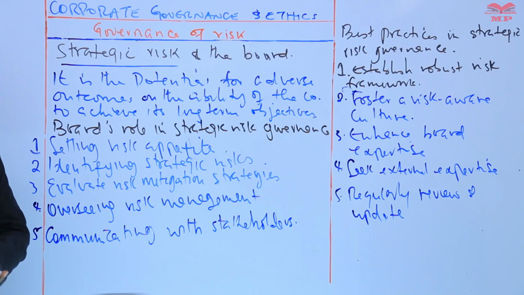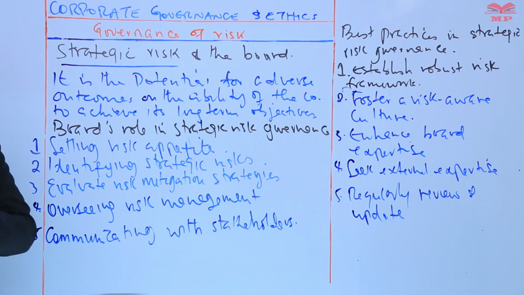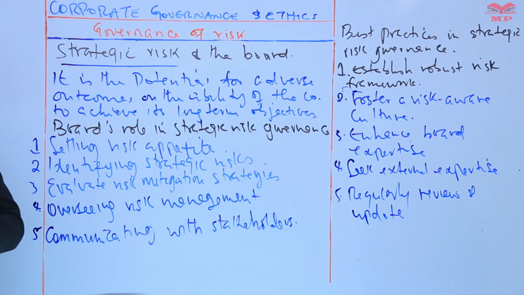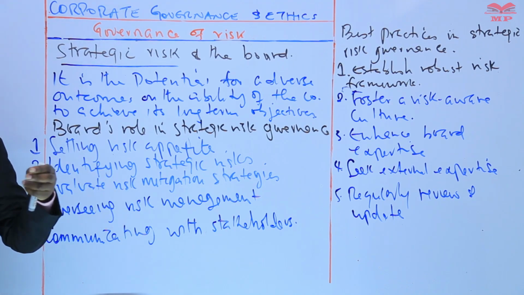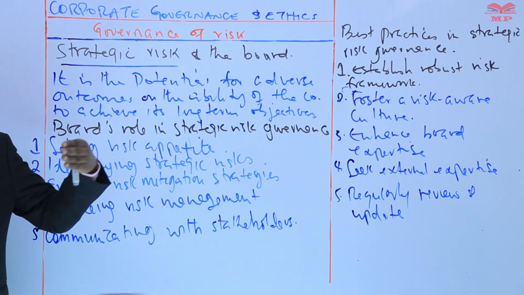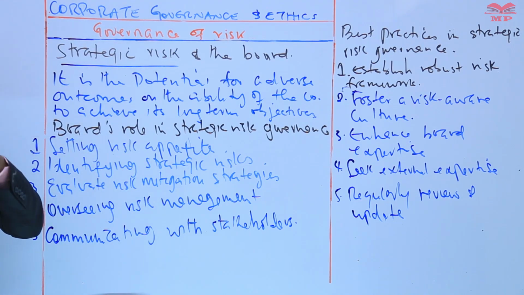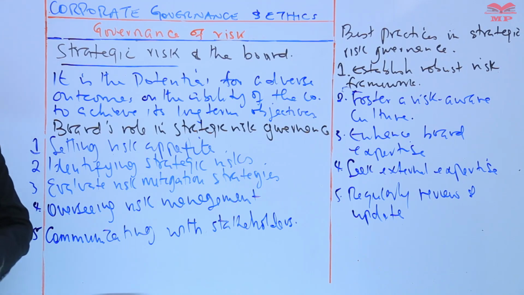You understand? Now, here in Kenya, the Capital Markets Authority Code of Corporate Governance for publicly listed companies emphasizes the importance of effective risk management and the board's role in overseeing the process. By adhering to principles of good corporate governance and adopting best practices in strategic risk management, companies can enhance their resilience and long-term sustainability.